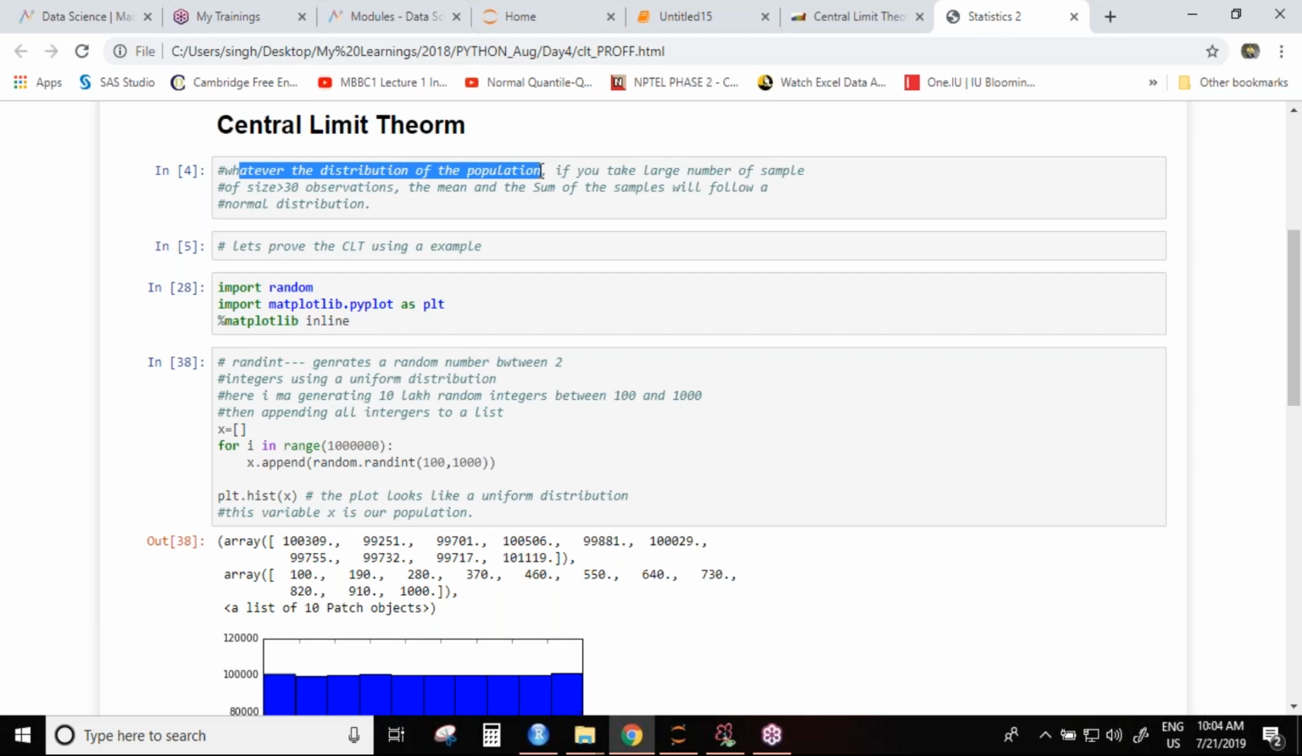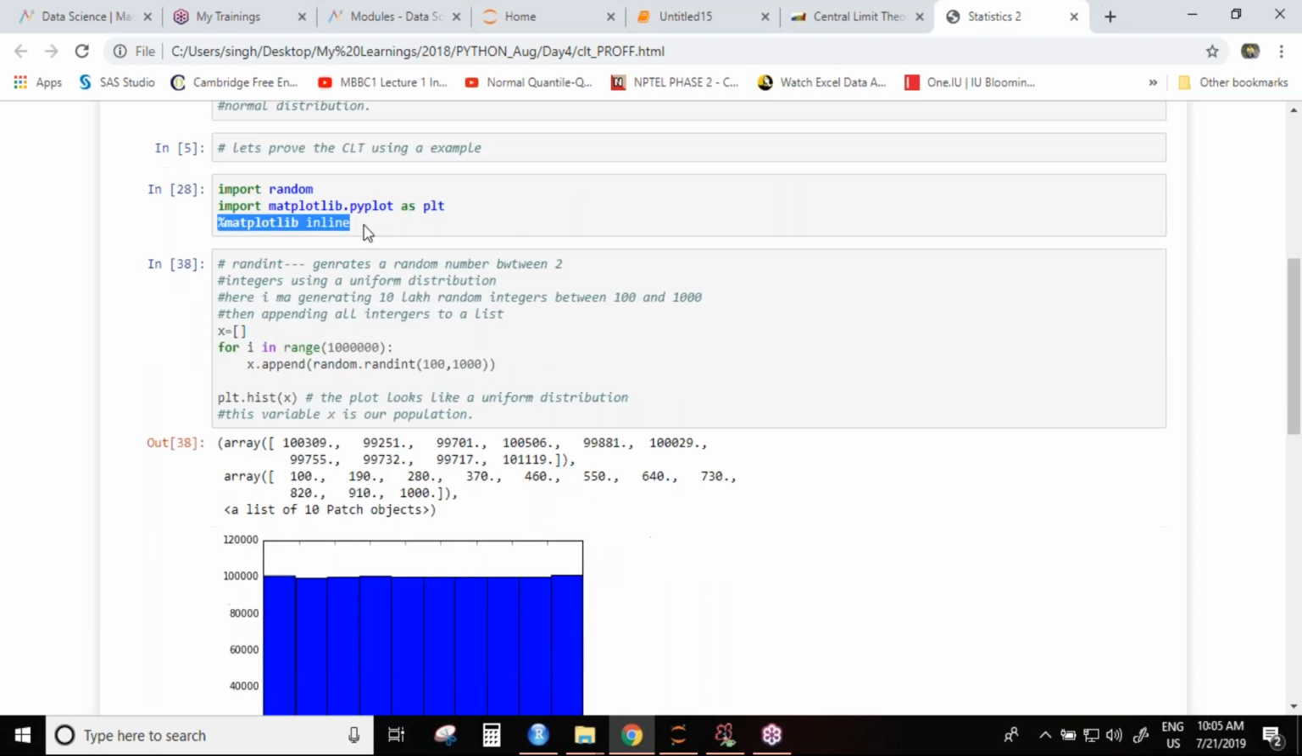Let me explain now with the proof. I have imported the random function, then this is for plotting, and you can ignore this. This is not needed in Python 3; it was for Python 2. Here, randint generates a random number between two integers using a uniform distribution.